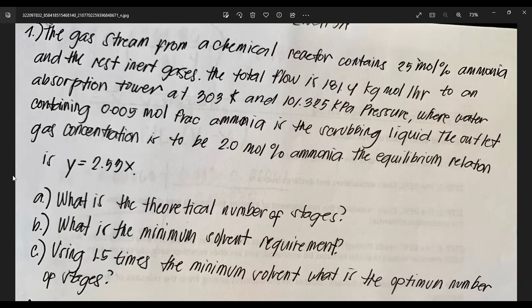For those who have tried solving this problem, because this is written at the end of the chapter of gas absorption in John Kuplis, this equilibrium relationship is not given.